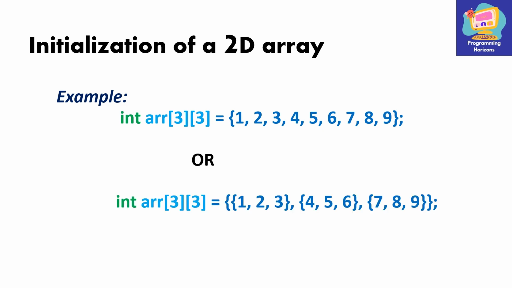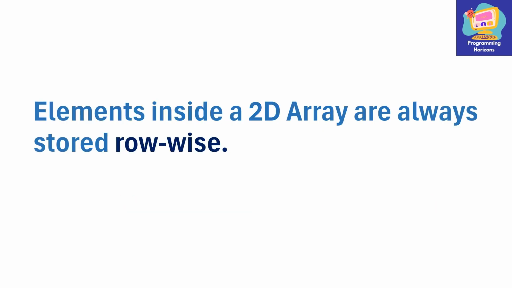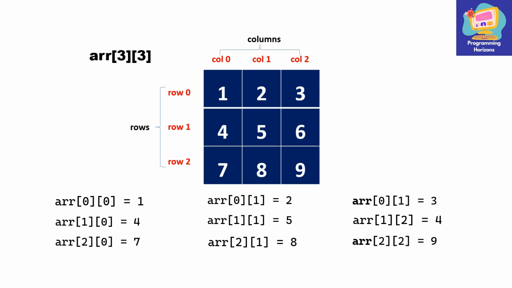Or we can also initialize our two-dimensional array in this format. Here, the first inner pair of curly braces contains 3 values which we wish to store within the first row. The second inner pair of curly braces contains the next 3 values which we wish to store within the second row, and likewise for the third. Elements inside a two-dimensional array are always stored row-wise. That means we have to first fill the first row, then second row, then third row and so on. Upon initialization, our array will look like this. All the values have been stored row-wise.